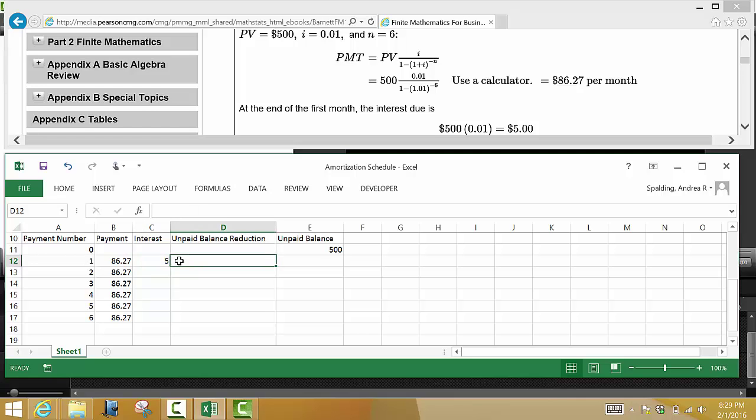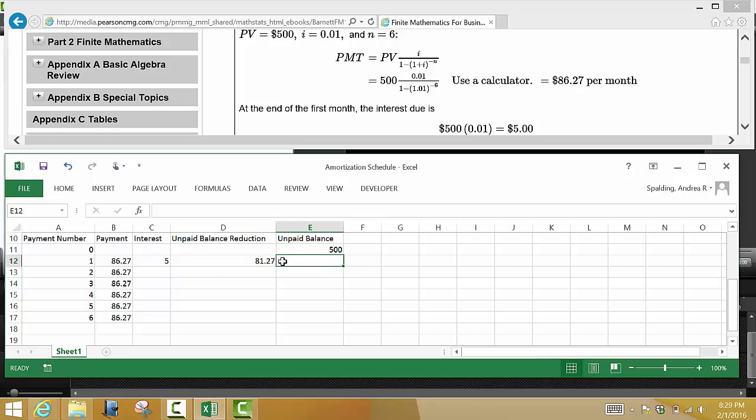So what's going to be the unpaid balance reduction? We have our payment, and we have the interest that we paid within that payment. So the unpaid balance reduction will be, I'm going to put equals. I'm going to take my payment, just click on that cell, which makes it nice and easy, less typing. I'm going to subtract off the interest, and I'm going to hit enter. All right, so that's $81.27.